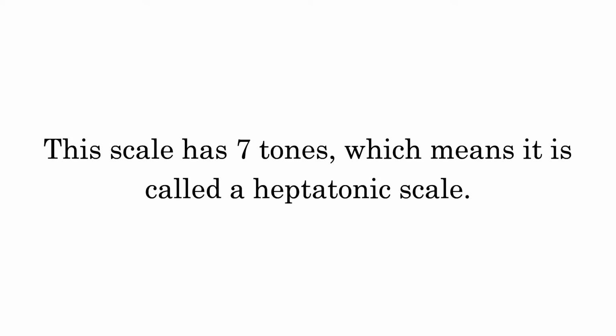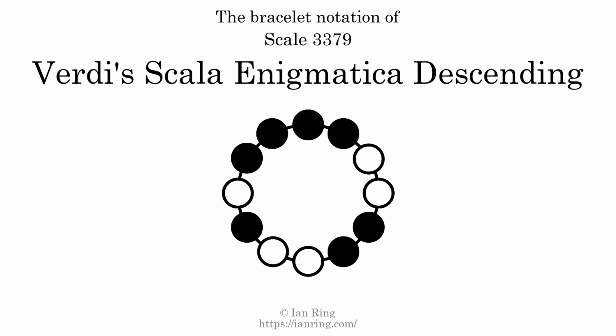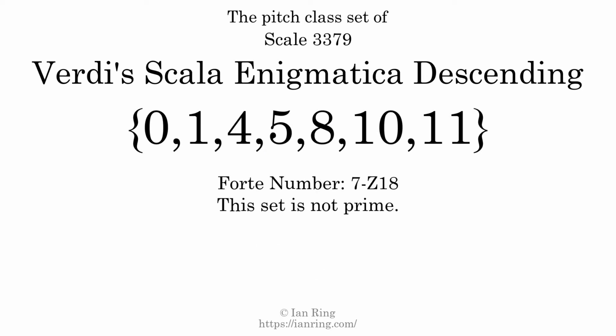This scale has 7 tones, which means it is called a heptatonic scale. This is a bracelet notation diagram of scale 3379. The shaded circles represent tones that appear in the scale, and they are read clockwise, starting at the top. The pitch class set for this scale is 0, 1, 4, 5, 8, 10, 11. The Forte class is 7Z18. This set is not prime.